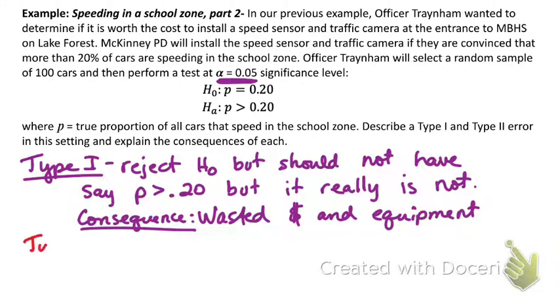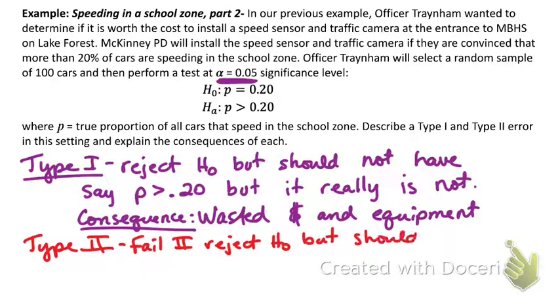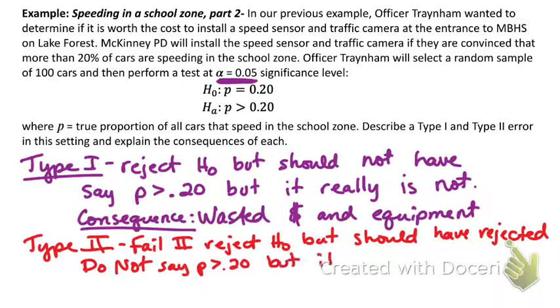All right, type 2. This is when you fail to reject the null hypothesis, but should have rejected. So we do not reject the null hypothesis, but we should have. So what does that mean? We don't say that P is greater than 0.2, but it really was. So this is where we do not say P is greater than 0.2, but it really was.